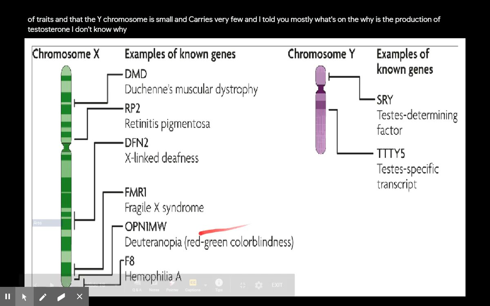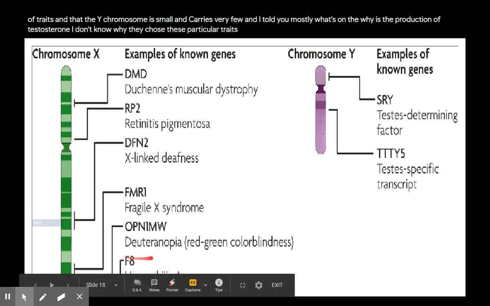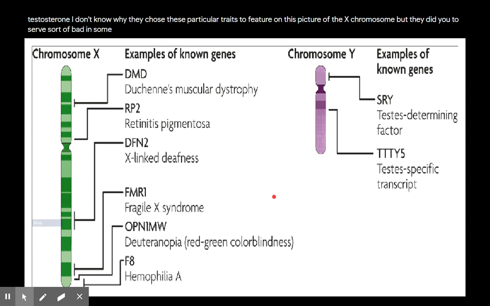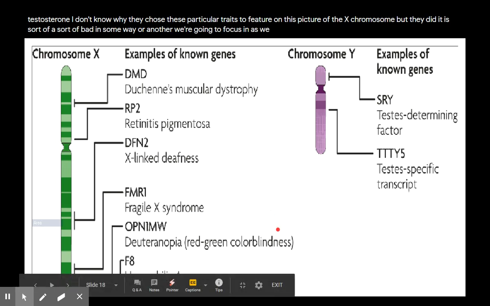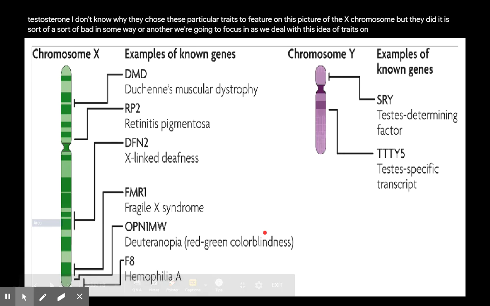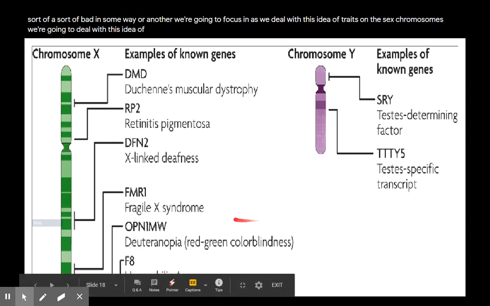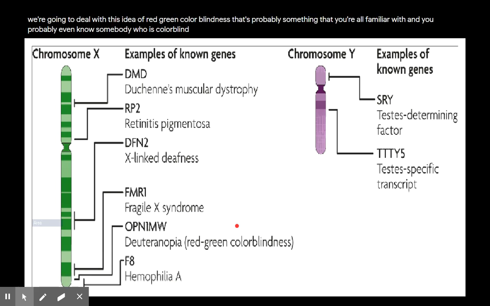I don't know why they chose these particular traits to feature on this picture of the X chromosome, but they did happen to choose traits that are all negatives or sort of bad in some way or another. As we deal with this idea of traits on the sex chromosomes, we're going to focus on red-green color blindness. That's probably something that you're all familiar with, and you probably even know somebody who is colorblind.